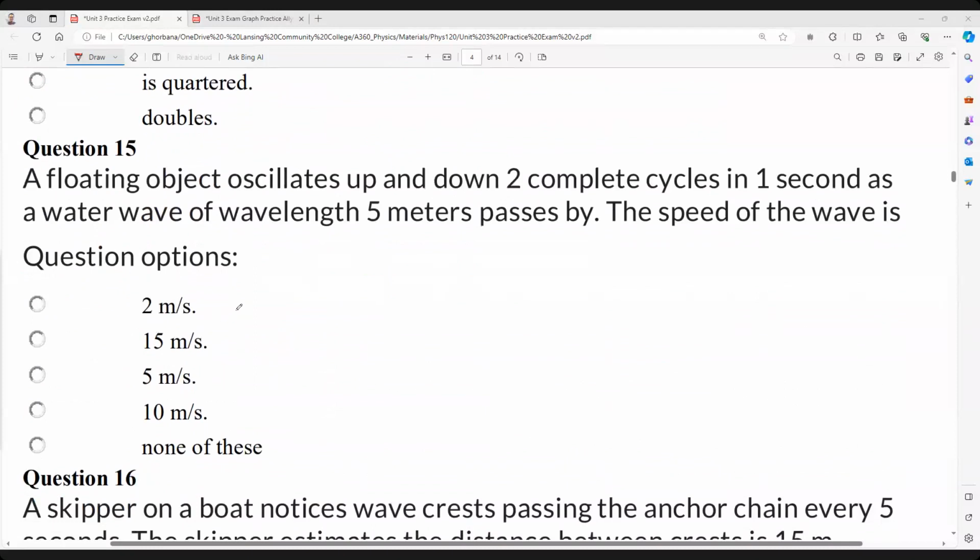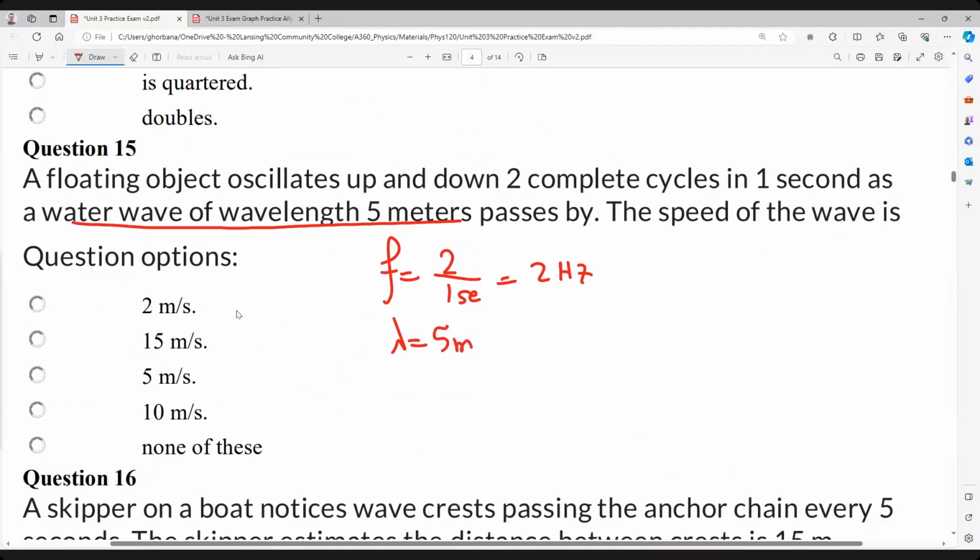Question number 15. It's telling that a floating object goes up and down 2 complete cycles in 1 second. So the frequency is 2 complete cycles, 2 vibrations over 1 second. It's going to be 2 hertz. And it's telling that the wavelength is 5. You see, the same problem. What is the velocity? Frequency times wavelength: 2 times 5 is going to be 10 meters per second. So what is the right answer then? 10 meters per second.